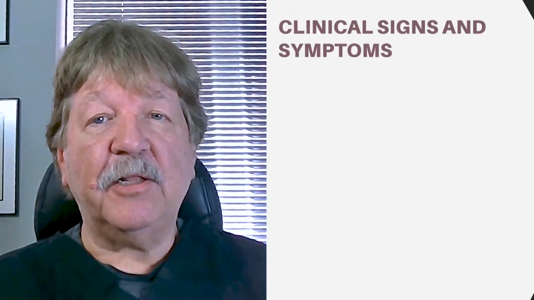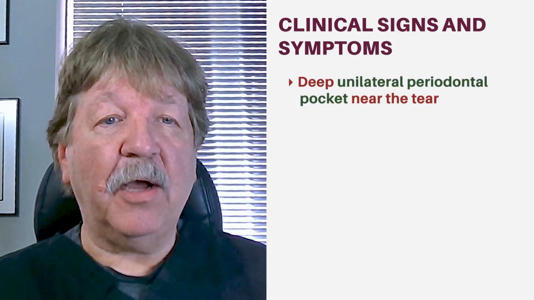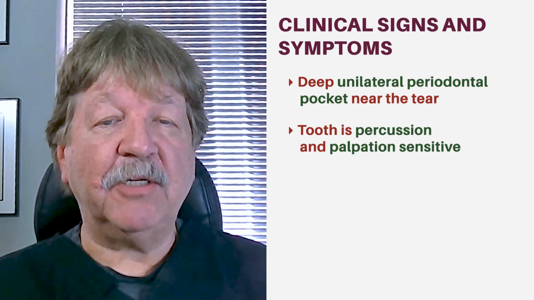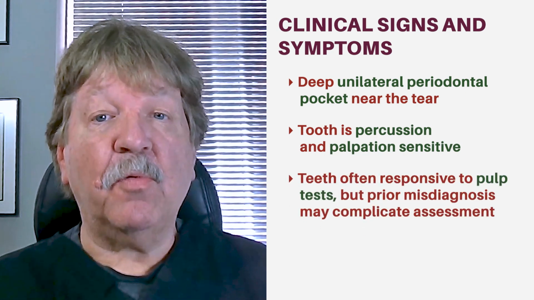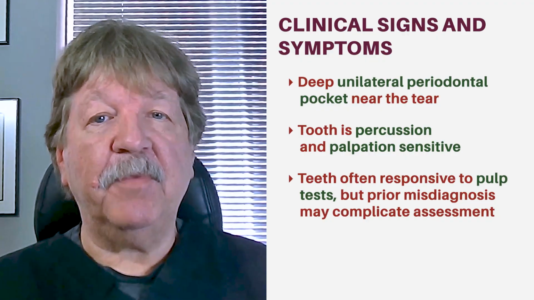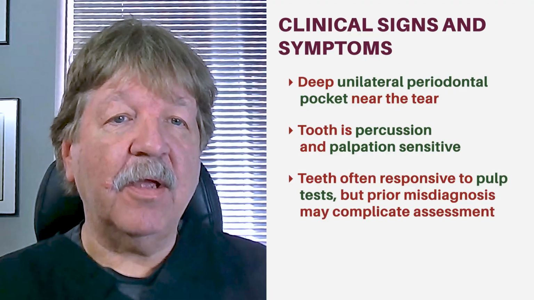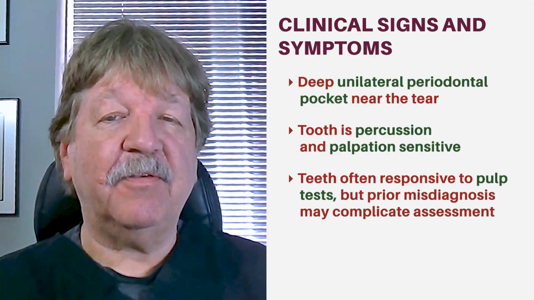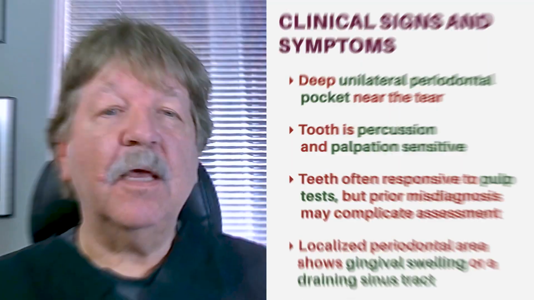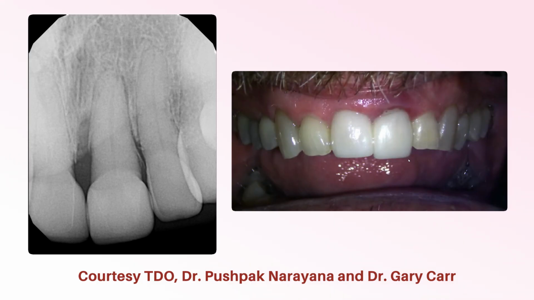CBCT imaging is the essential tool in helping us determine the presence, extent, and position of the tear. Clinically, there's usually a deep unilateral periodontal pocket associated with this area of the tear. The tooth is generally percussion and palpation sensitive, and most often these teeth are responsive to pulp tests. They have normal pulps. But because these teeth are frequently misdiagnosed and accessed in error, this is sometimes difficult to determine because they may have already incorrectly had previous endodontic treatment. The localized periodontal area has gingival swelling or is associated with a draining sinus tract.